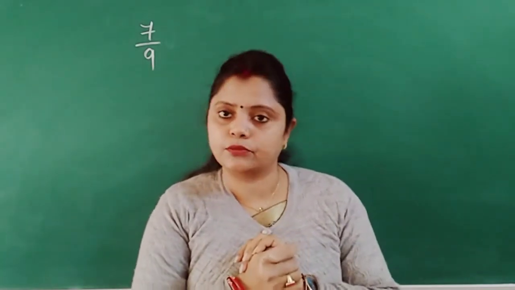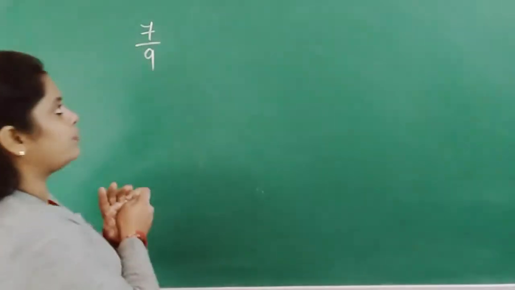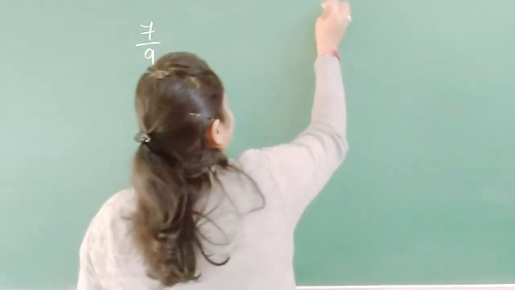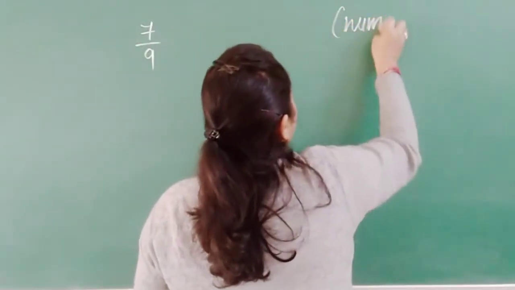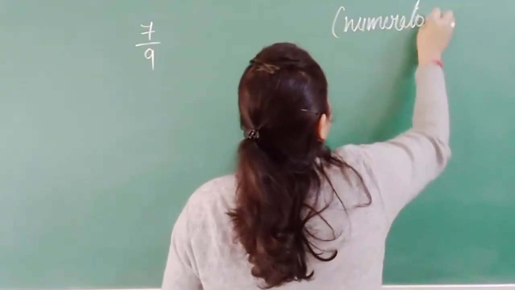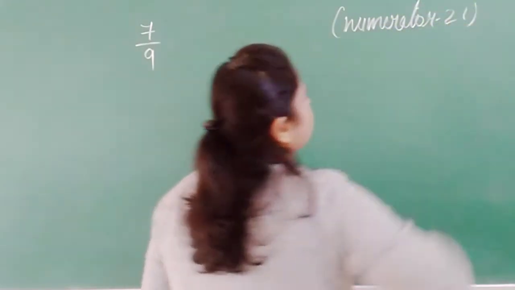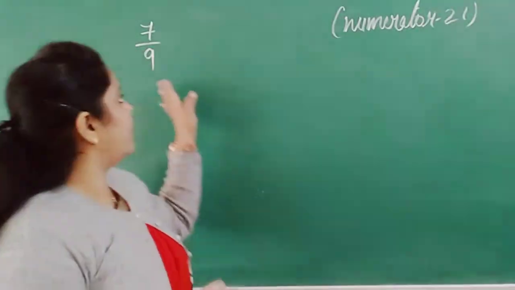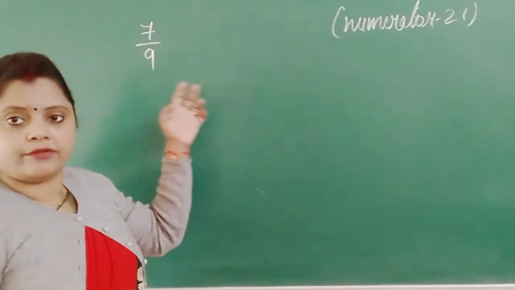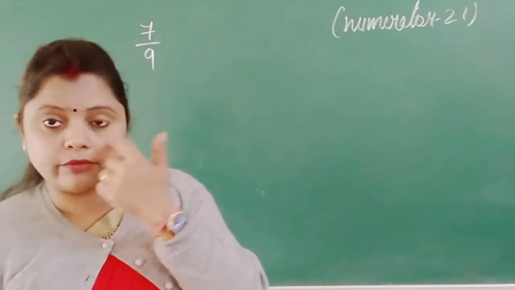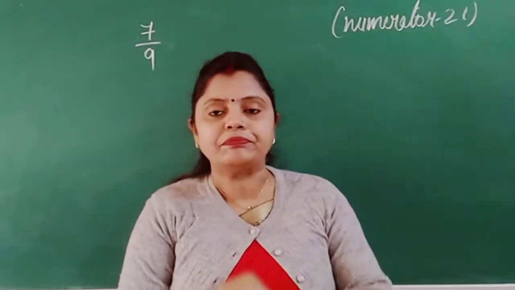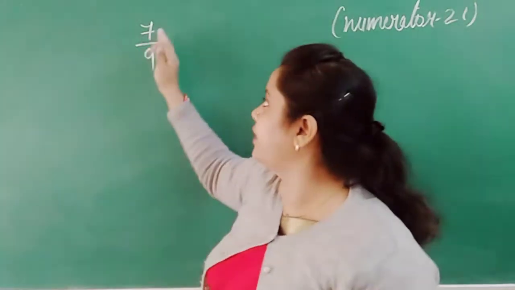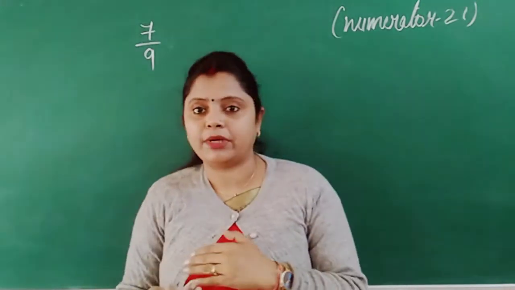Here they are telling us to write an equivalent fraction with numerator 21. So what is the criteria? They want numerator 21. This is the criteria. We have to write an equivalent fraction of 7 by 9 with numerator 21. So what we have to do here, first of all, we have to check what we have to do with 7 to get 21. Either we have to multiply or divide.